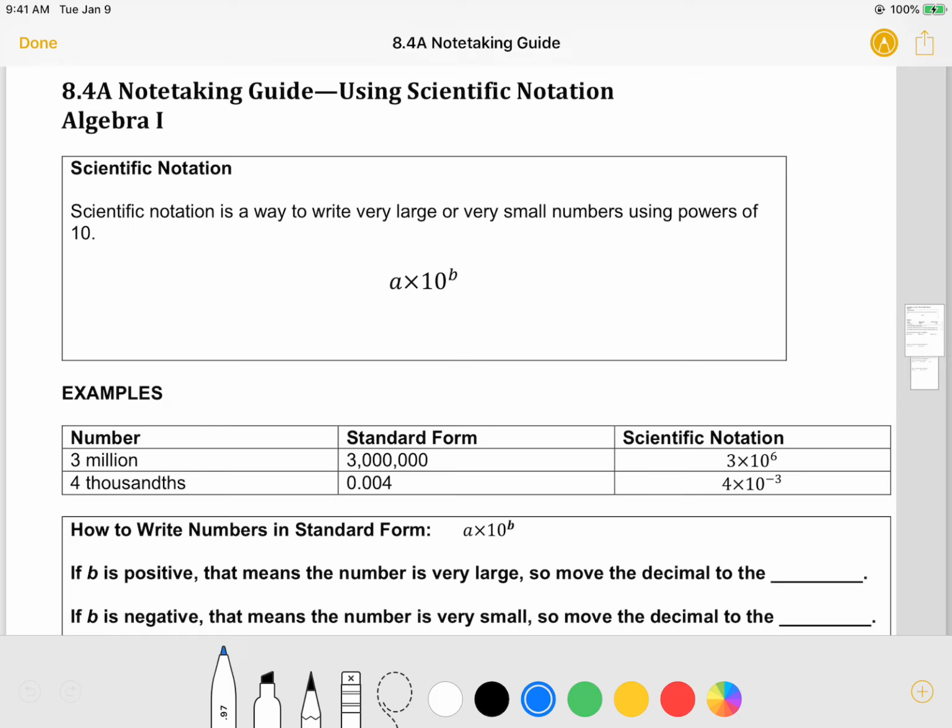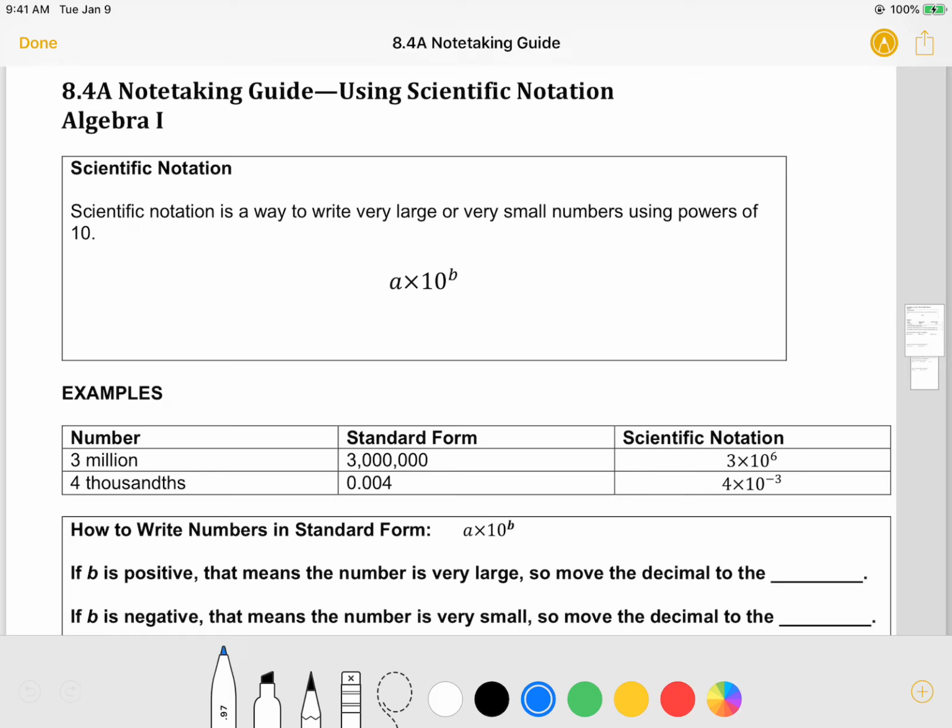Algebra 1 students. Today we are going to talk about scientific notation, section 8.4, and we're going to be splitting up this section into two videos. So the first video here is section 8.4a. We're going to just introduce scientific notation and talk about how to write a number in either standard form or scientific notation. And then the next video, 8.4b, we are going to discuss operations in scientific notation.